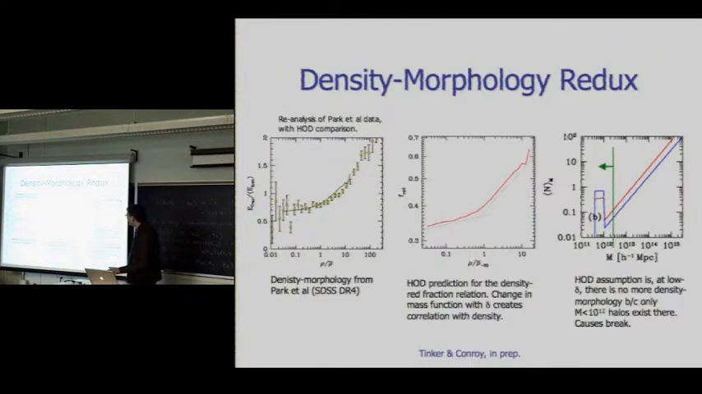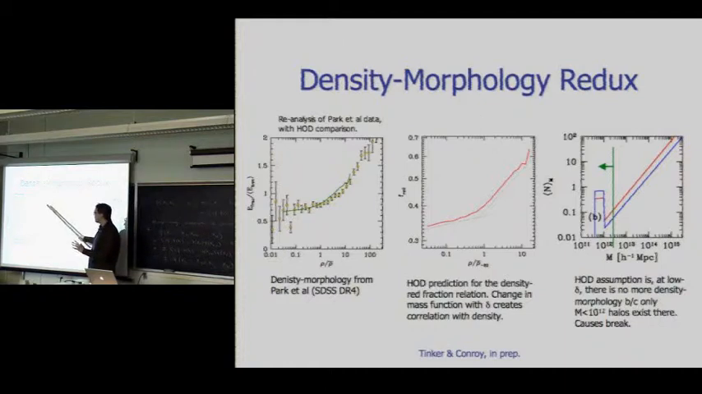So, why did it do that? Okay, something happened. So back to the density morphology relation. What was supposed to be right here was the plot from Changbom Park where they had the density morphology relation that he calculated from Sloan, which was coarse. There was like a point here, a point here, a point here, something like that. I can make something sort of like that from my HOD models.